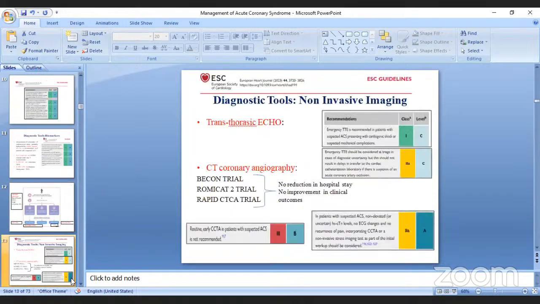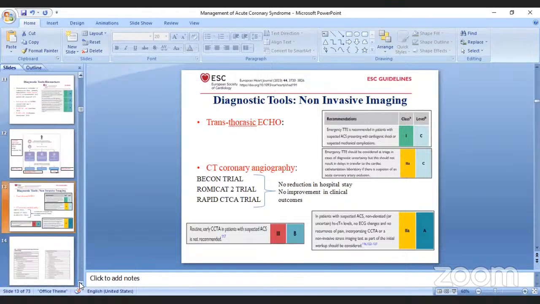Moving on to non-invasive imaging, with respect to transthoracic echo, the recommendations are: emergency TTE is recommended in patients presenting with suspected ACS with cardiogenic shock or any mechanical complication. It should be considered as a triage, but this should not result in delays in transfer to the cath lab. With respect to CT coronary, routine early CCTA is not recommended, as evidenced by these 3 trials, the BEACON trial, ROMICAT, and the RAPID-CTCA trial. There was no reduction in the hospital stay or no improvement in clinical outcomes by doing a routine early CCTA.